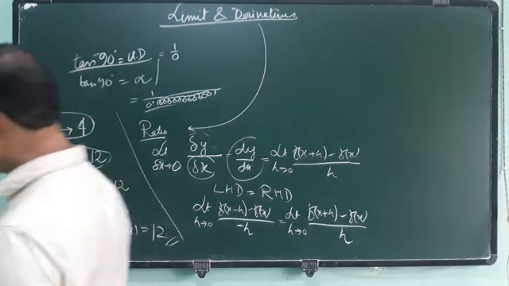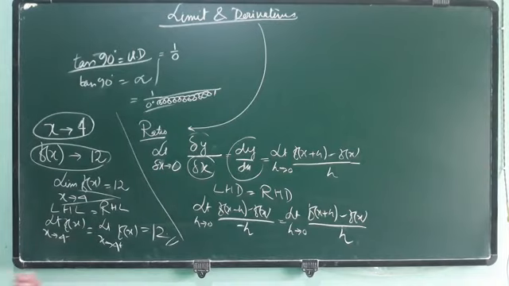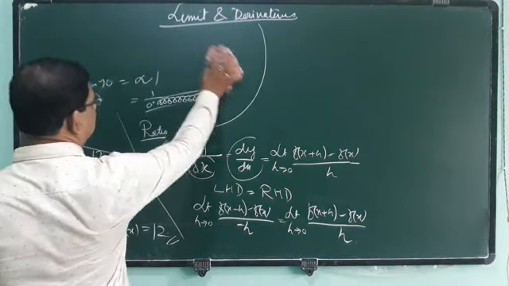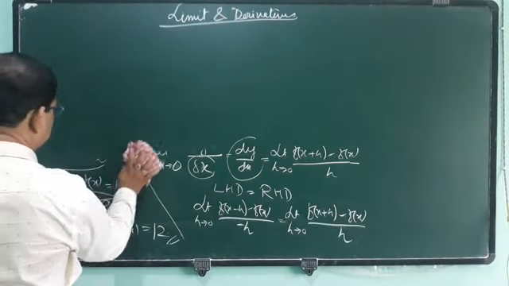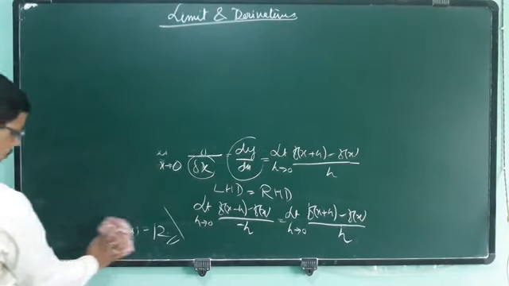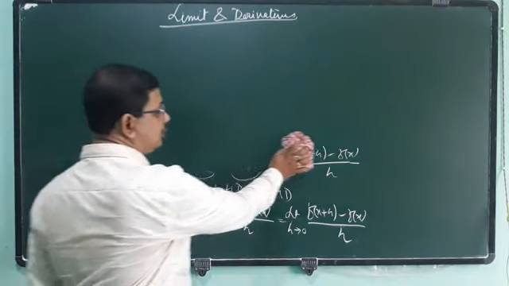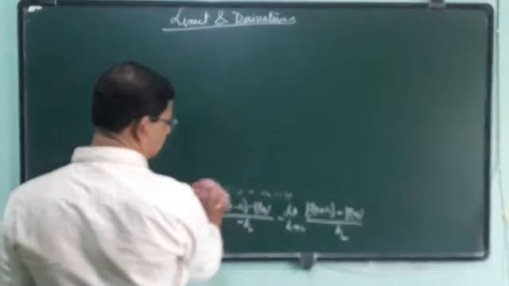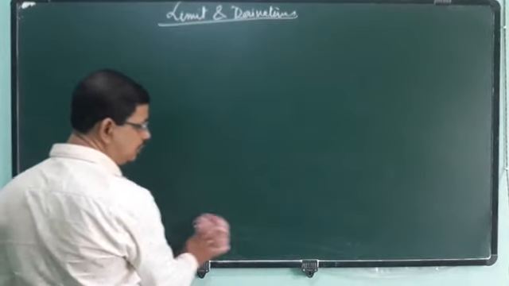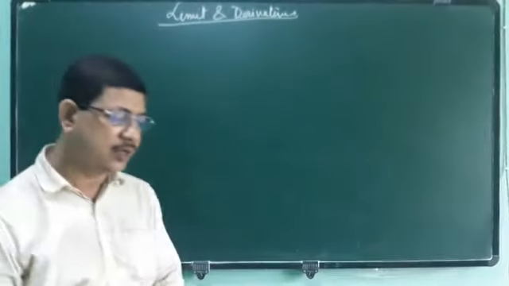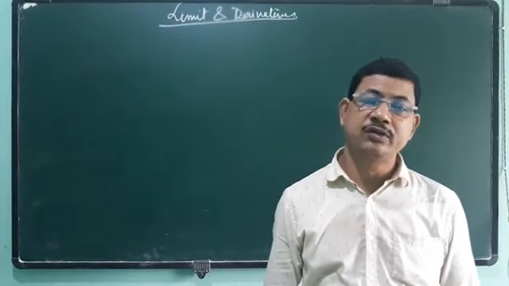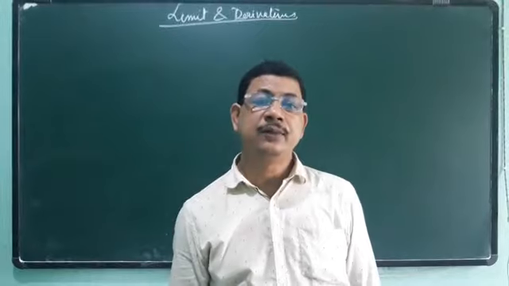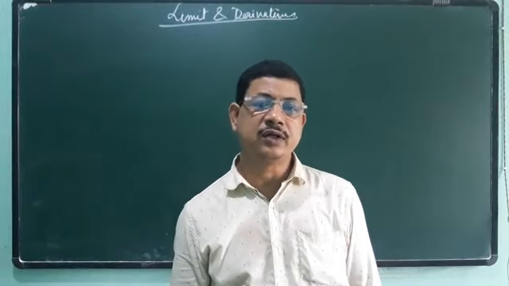Now after that we have learned so many forms of derivatives. Derivative of x to the power n is n x to the power n minus 1. Derivative of e to the power x is e to the power x. Derivative of log x is 1 by x. Derivative of sin x is cos x. Derivative of cos x is minus sin x. Tan x is sec square x. Cot x is minus cosec square x. Sec x is sec x tan x. Cosec x is minus cot x cosec x.